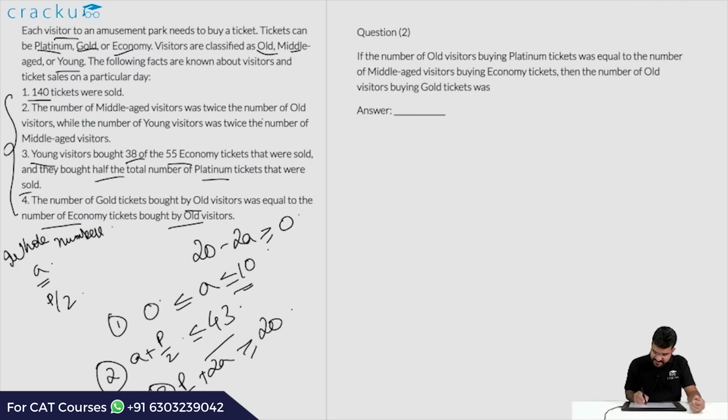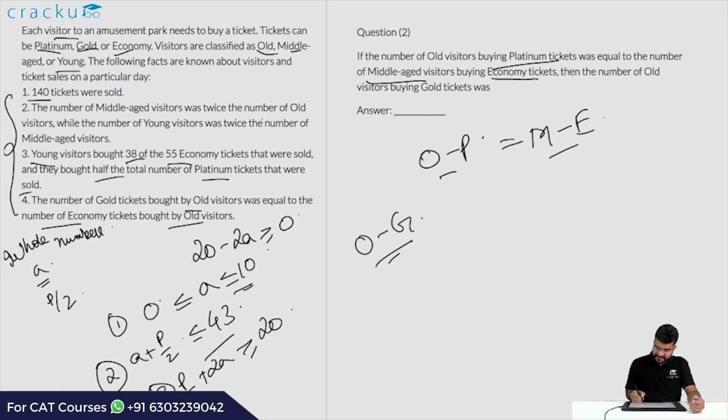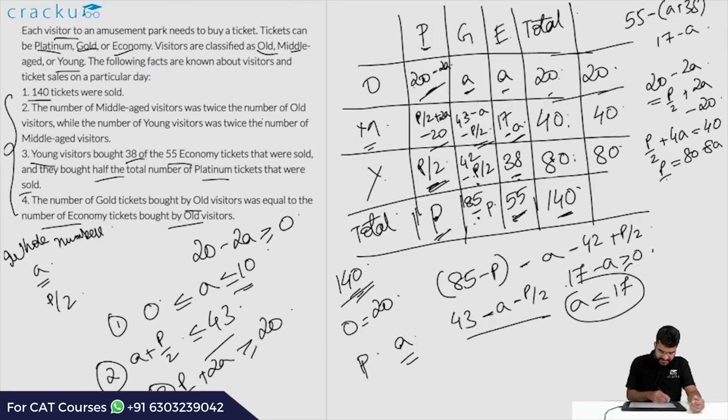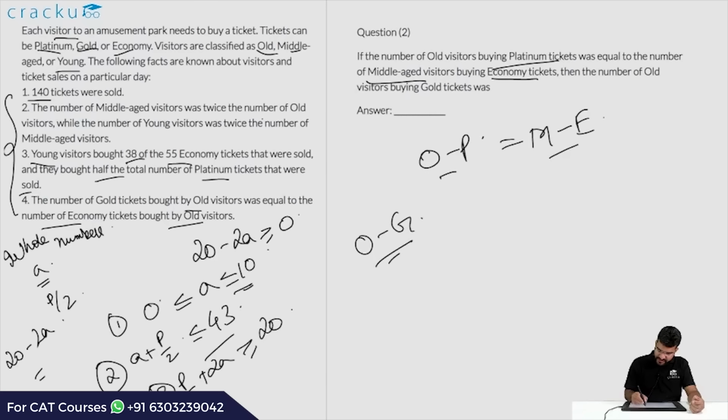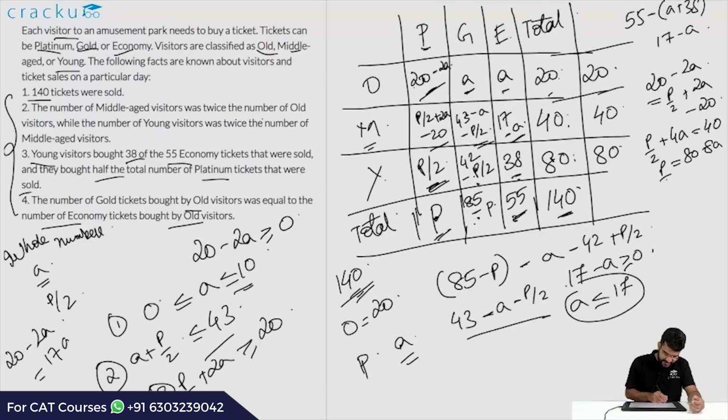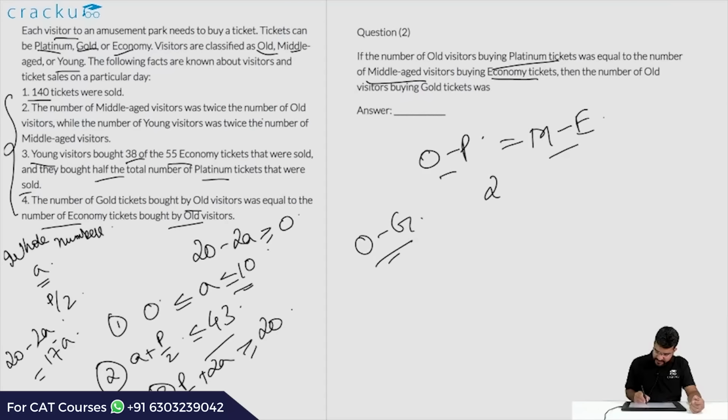If the number of old visitors buying platinum tickets was equal to the number of middle-aged visitors buying economy tickets, then the number of old visitors buying gold tickets was. We need to find out the old visitors buying gold tickets. Let us first find out what this equation actually implies. Old visitors buying platinum tickets is 20 minus 2A. This was told to be equal to middle-aged visitors buying economy tickets, that is 17 minus A. So if 20 minus 2A is equal to 17 minus A, it would imply that A is equal to 3.